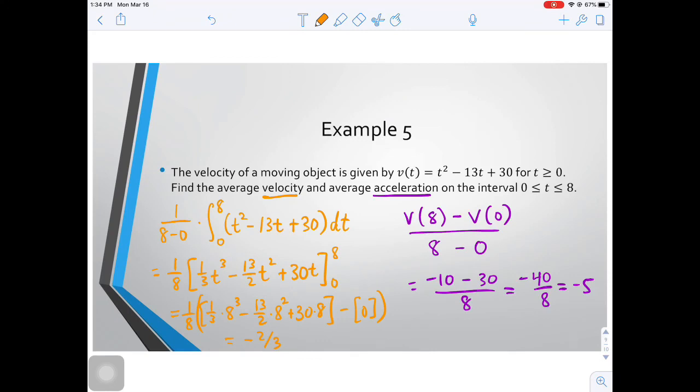Well, I already found one error. So on this problem here, I don't know if you noticed, but I wrote a 20 instead of 30t on the antiderivative right here. So the answer, with corrections, should actually be negative 2/3 as the average velocity.